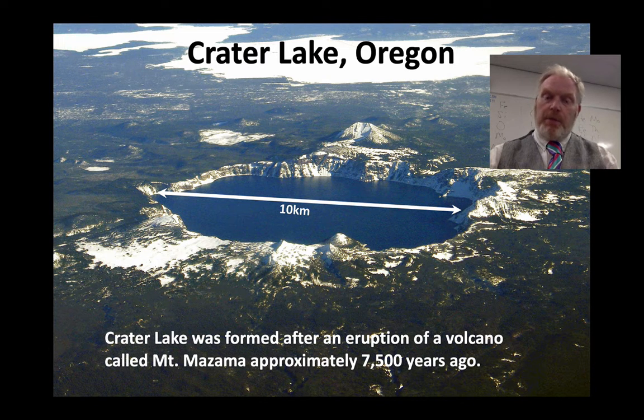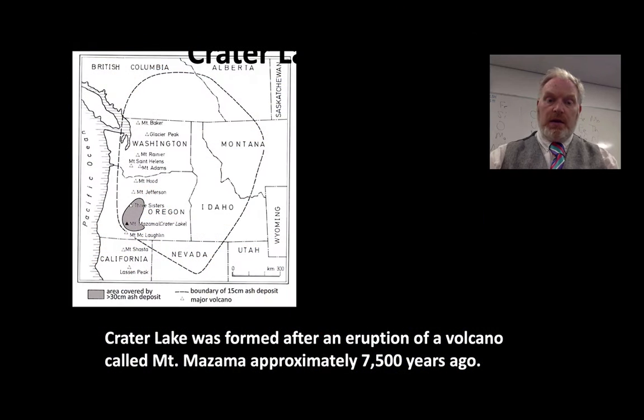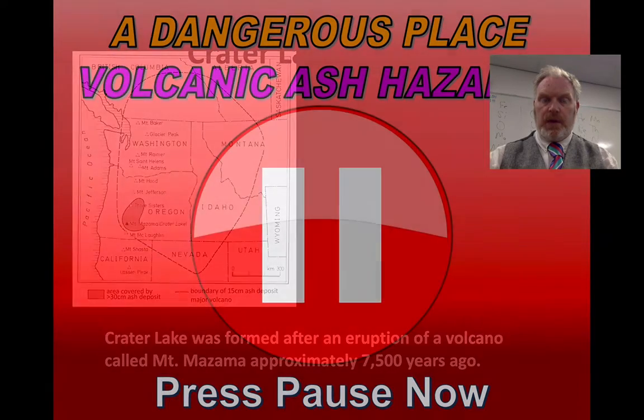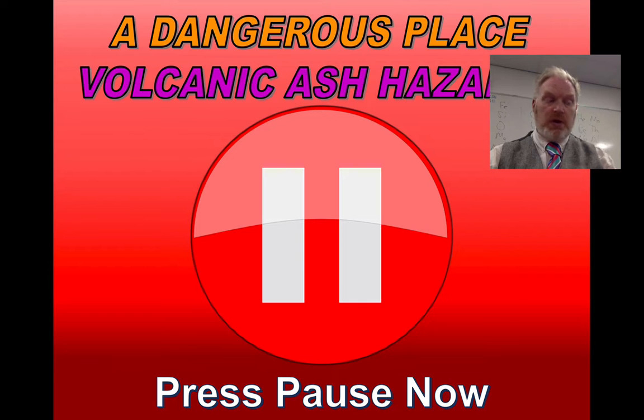Okay. Bearing that information in mind, we can see the extent of the ash deposit that's been detected, both for more than 30 centimetres, and also for 15 centimetres thickness of ash across northwest America. If you want, have a look at the atlas to see how big an area this is. Anyway, it's now time to press pause and work your way through those questions. See what you can come up with.